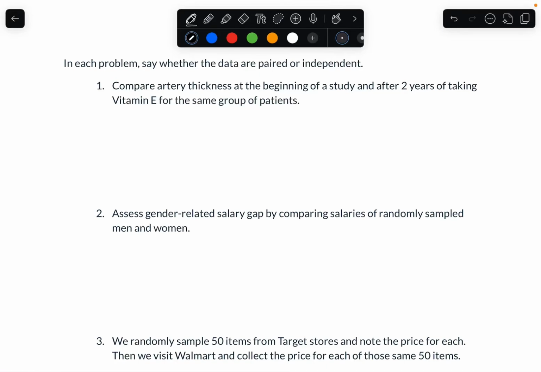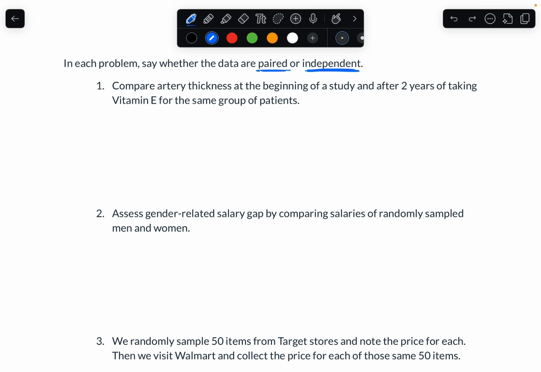In this video, we're going to get a quick look at determining whether we're dealing with paired sampling or independent sampling when we're working with two population means. When we talk about paired sampling, we have two different samples and each number in sample 1 corresponds to exactly one number in sample 2. There's going to be some sort of relationship that connects those two numbers.